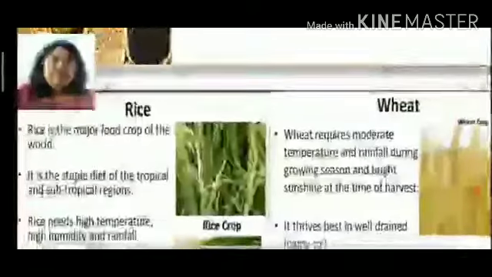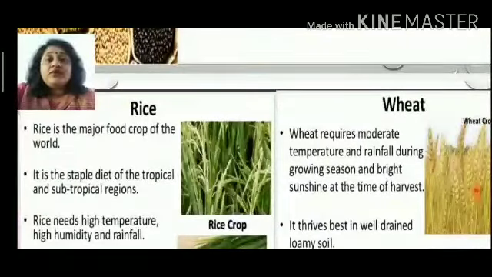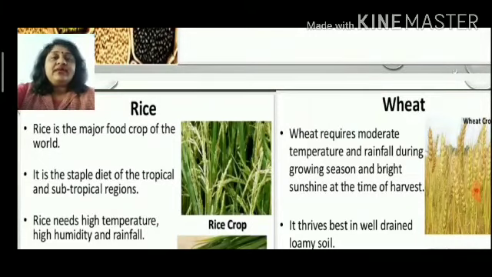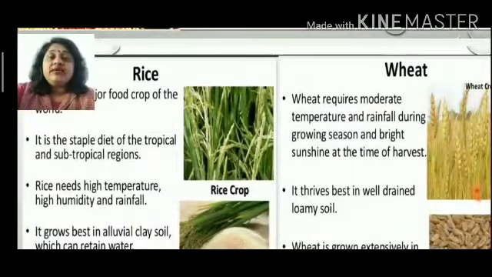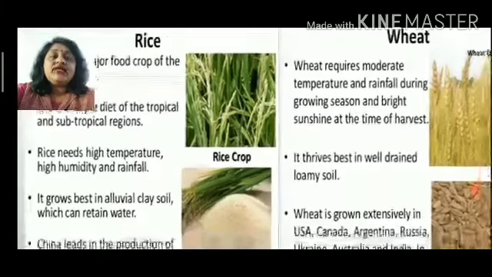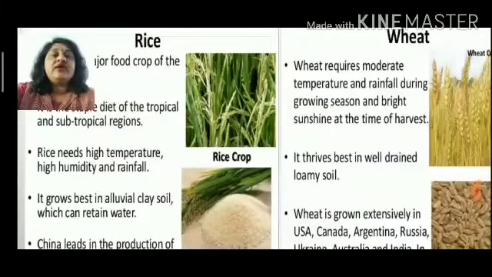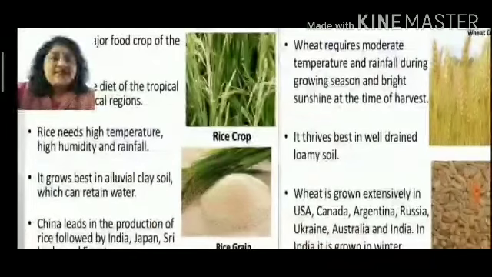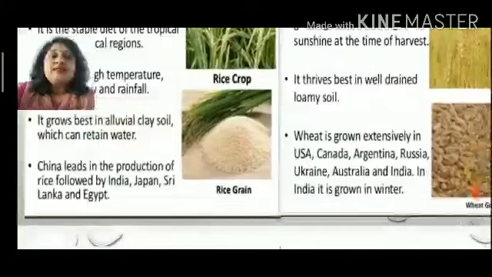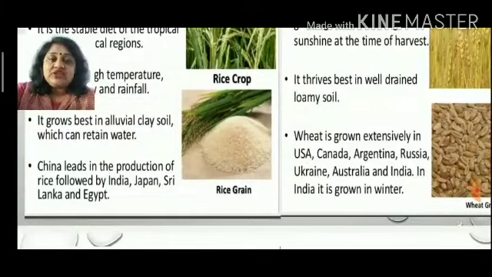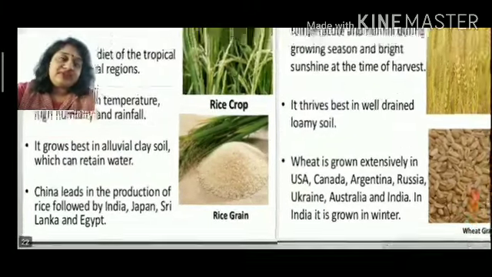So here are our basic staple food crops. First one, rice. Rice is the major food crop of the world, which a number of countries consume. It is the staple diet of the tropical and subtropical regions. Rice needs high temperature, high humidity and rainfall. It grows in those areas where rainfall is between 100 to 200 centimeter around the year. It grows best in an alluvial clay soil which can retain water. China leads in the production of rice, followed by India, Japan, Sri Lanka and Egypt.